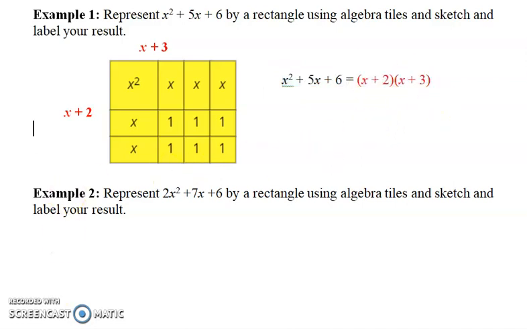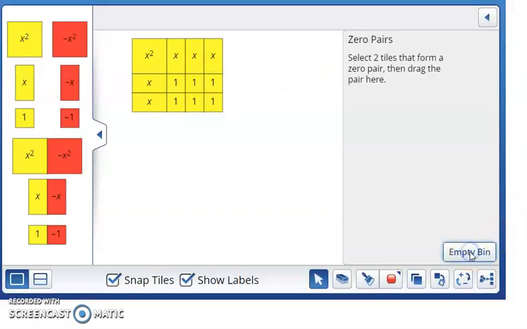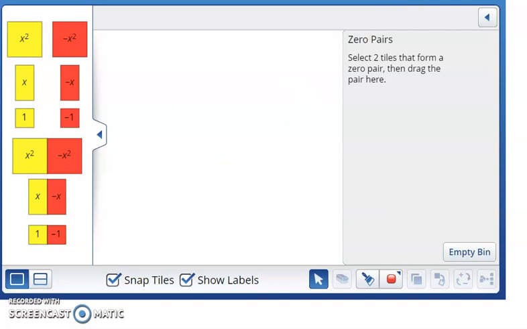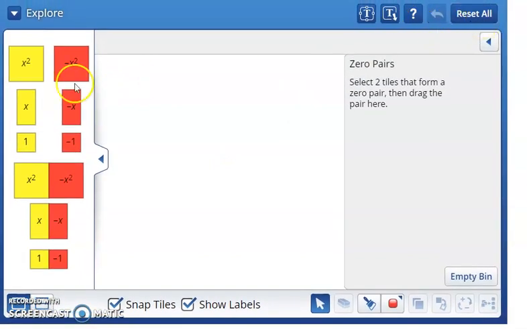All right, let's do the same thing with example 2. A little more difficult. We have 2x squared, but it's still the same method. You take them and you just play with them until you can make a perfect rectangle. If you can't, then they don't have two factors. But in these two examples, it's going to work. So I'm going to reset, sorry. There's a reset button at the top, so let's hit reset all.